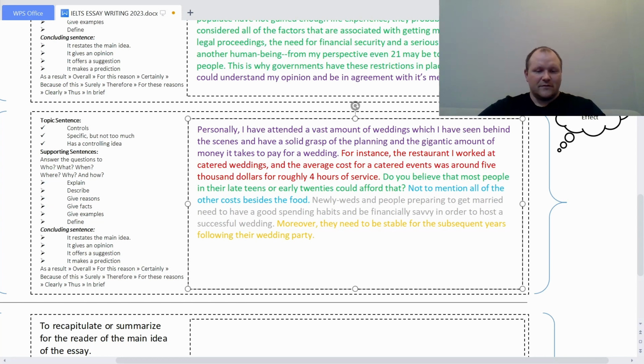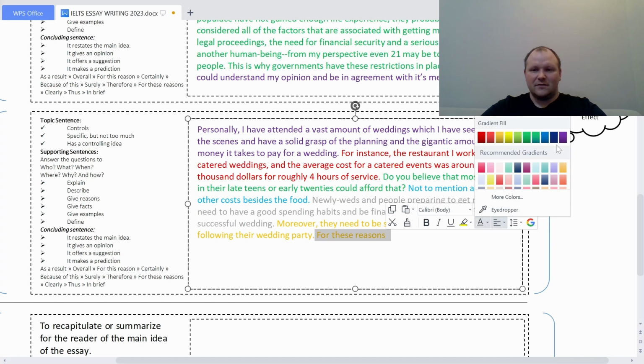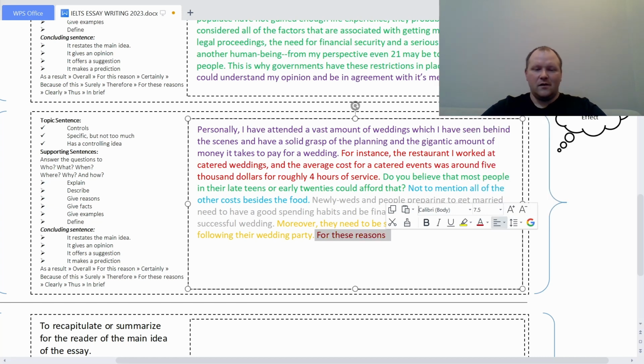Okay. For these reasons, we're going to our concluding sentence. Make the prediction. Offer a suggestion. For these reasons. Different color.